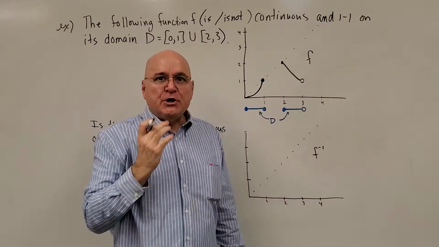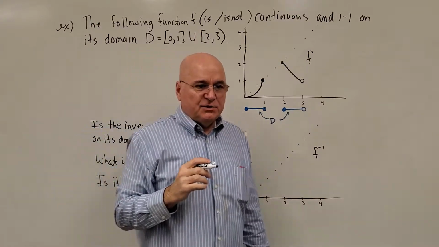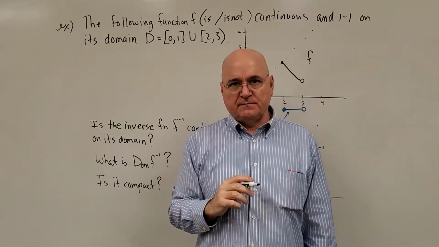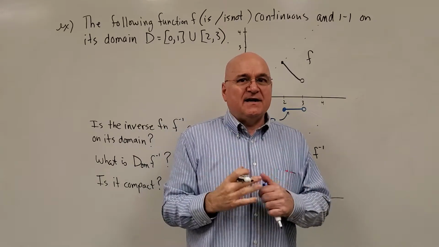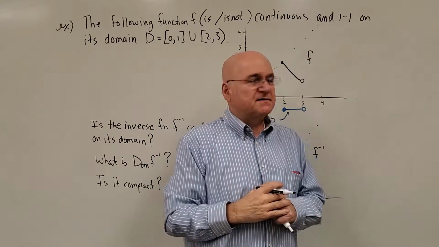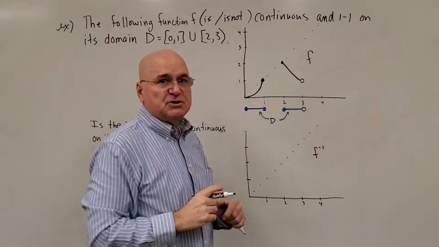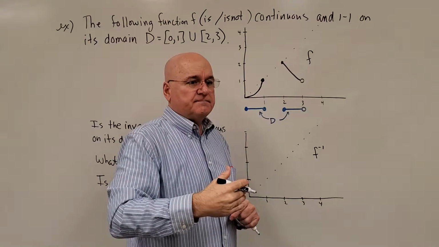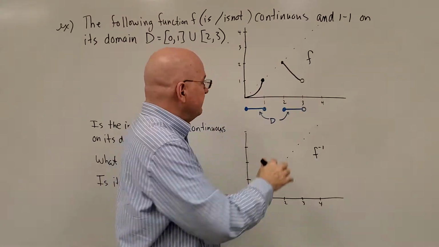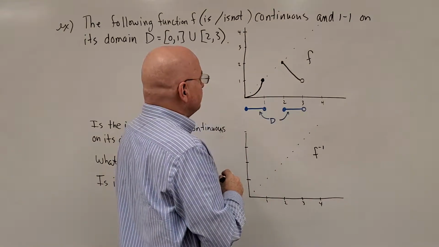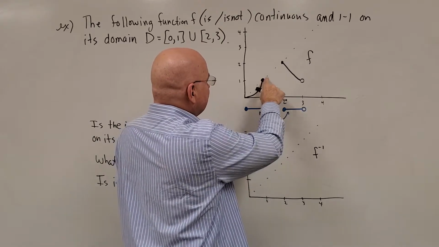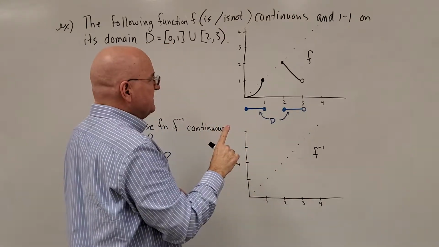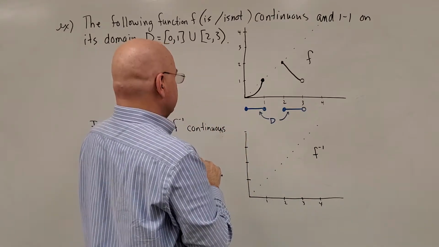So the question is, is f continuous and one-to-one on that domain? And you might think no, because you've thought from the past that a continuous function means you could draw it without lifting your pencil. Well, when the domain is not a compact set, that's not the case. This is a continuous function. If you use the delta, epsilon definition or the limit definitions, this is a continuous function, even at that endpoint and even at that point.